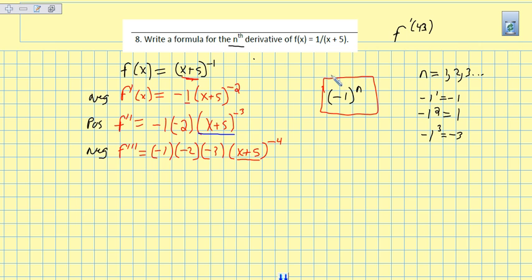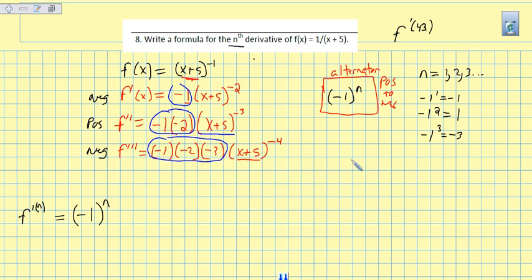So this causes me to alternate from positive to negative. Okay, so let's write that down. So we have -1 raised to the nth power, and this of course is the nth derivative. Well, what else do we see? What other patterns do we see here? Well, this one's multiplied by -1. This is 1 times 2. And this is 1 times 2 times 3, right?